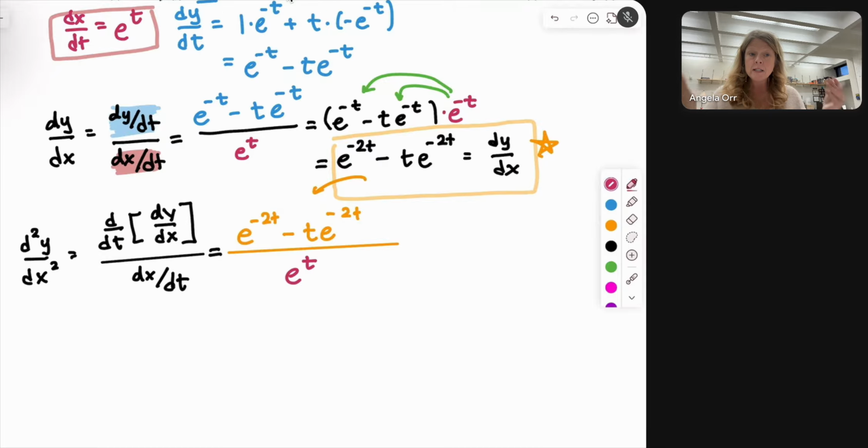Now, just like in the land of non-parametric equations, when the second derivative is negative, our function is going to be concave down. When the second derivative is positive, our concavity is going to be concave up. And that's true whether we're dealing with parametric or non-parametric equations. So that is our first example.